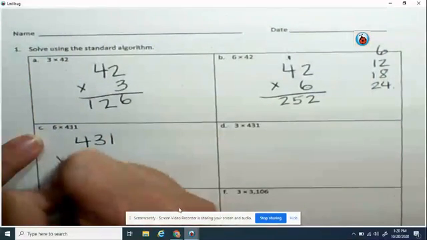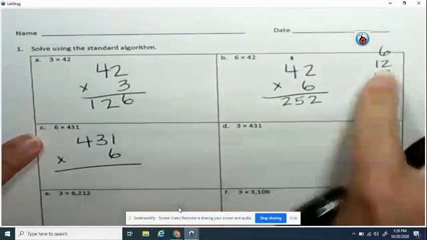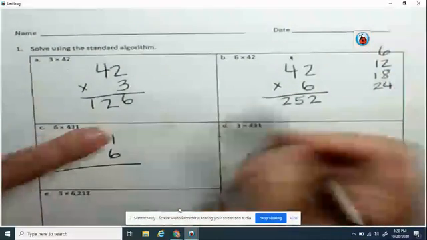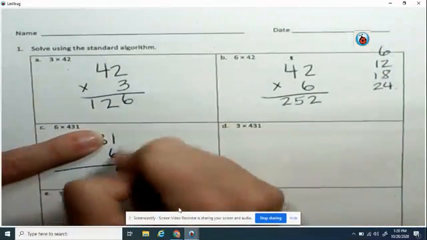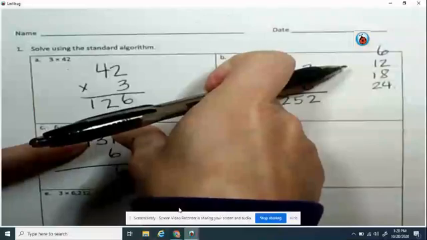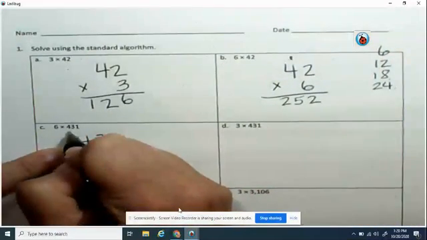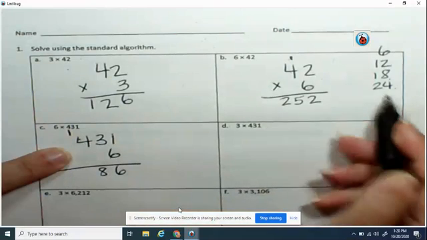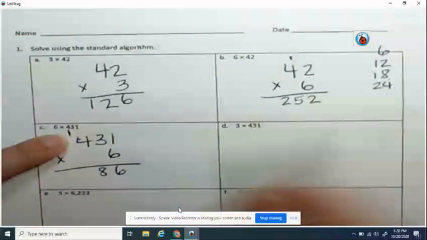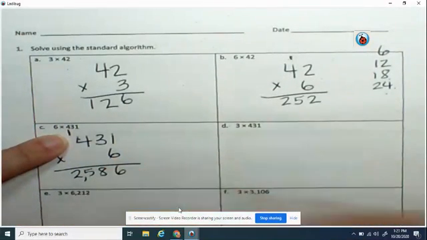431 times 6. Okay, I've got my sixes right here, so I'm going to use them. 1 times 6 is 6. 3 times 6 is 1, 2, 3, 18. The one over here. 4 times 6 is 24, plus 1 more is 25.